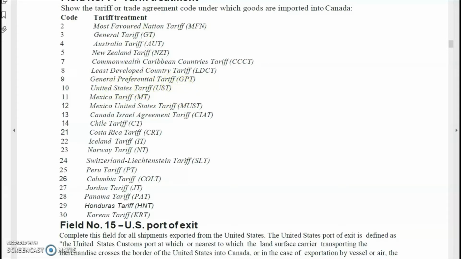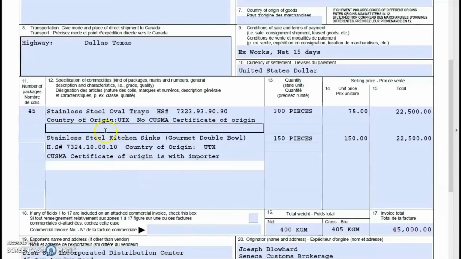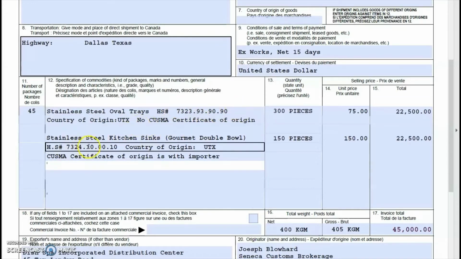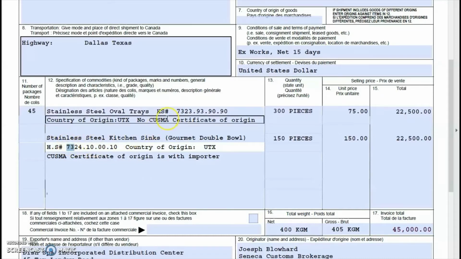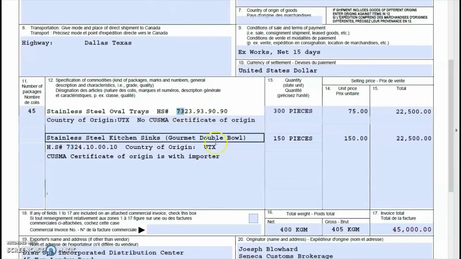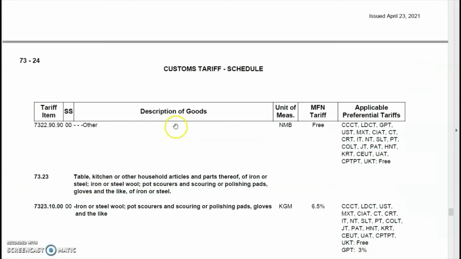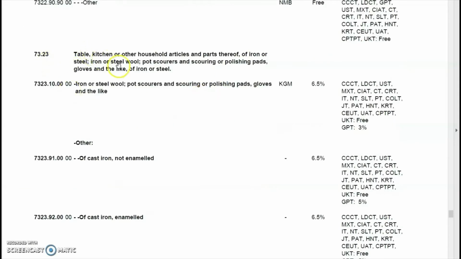How do I tell the duty rate? Well, on the Canada Customs invoice, you have the HS number. It's 7323939090 and 7324100010. We learned in the lesson last week that the first 2 digits of an HS number is the chapter. The first 2 digits of these HS numbers is the same, 73. So you go to chapter 73 of the Customs Tariff. And I've given you chapter 73 of the Customs Tariff along with the information about the assignment. You look up the HS number.